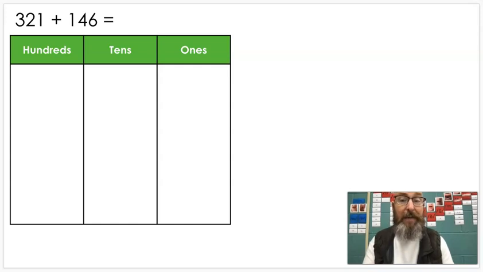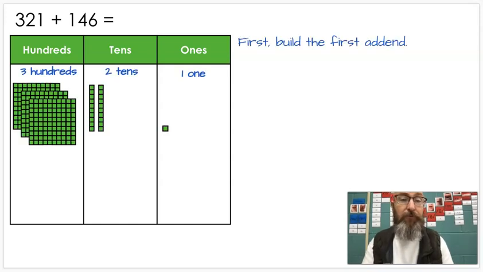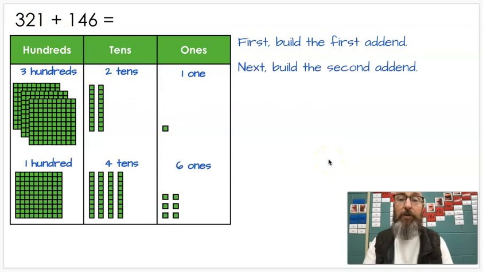So just like before, the first thing we're going to do is build the first addend. So 321, that's 300s. You can see them there. 100, 200, 300. 2 tens, right there is a tens place. 10, 20, and 1, and we have that. Next, you will build the second addend. 146, we have 100, 4 tens, which is 40, and 6 ones, which is 6.